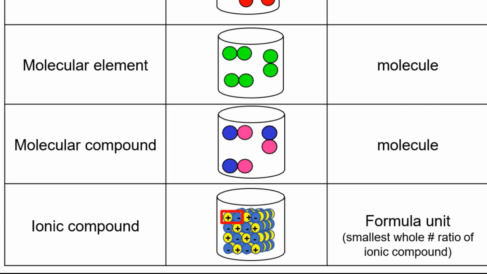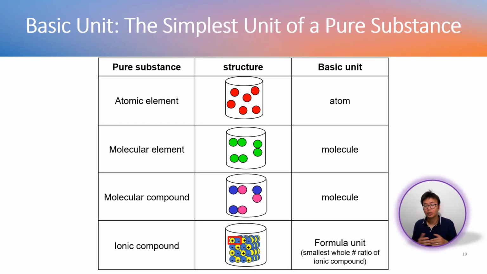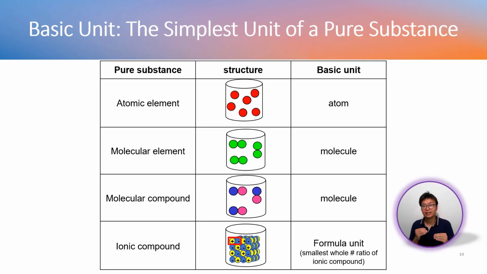And when we talk about ionic compounds, this one you have to pay attention to because it's different terminology. For an ionic compound, we use something called the formula unit. What is it? The smallest whole number ratio. Remember, it's a whole number. It's not 1.5, 2.7, or 0.2. It has to be a whole number. For example, NaCl is 1:1. Calcium chloride will be 1 calcium, 2 chloride.